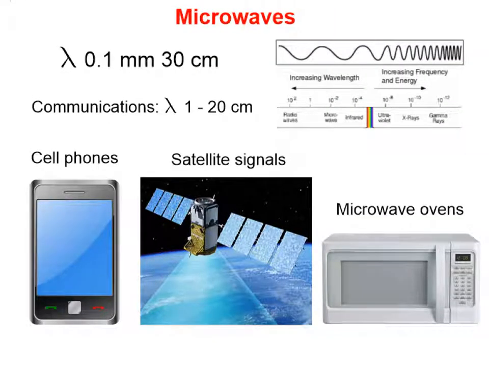Now let's take a look at microwaves. They are a little bit shorter in wavelength than our radio waves. They are from roughly 0.1 millimeters to 30 centimeters. The microwaves that have a wavelength between 1 and 20 centimeters are generally used for communications. Microwave ovens, you're all familiar with those.